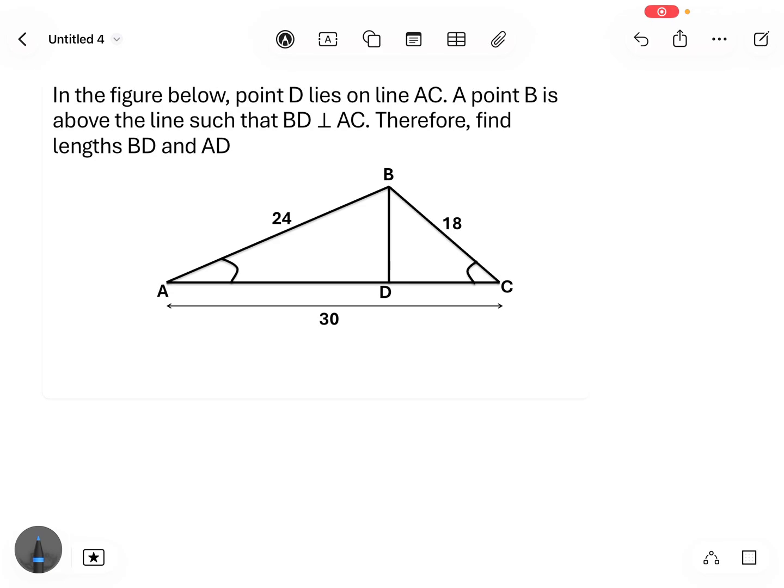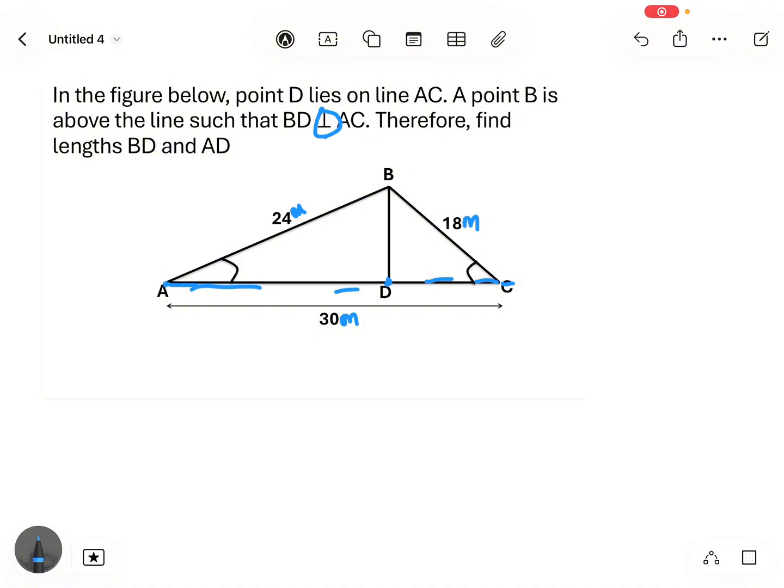In this question, let me read the question. In the figure below, point D lies on line AC, which is 30, but let us assume the unit is meters. Let's say this is 24 meters, this is 18 meters, and this is 30 meters. We're told that BD is perpendicular to AC. Therefore, find length BD and AD.